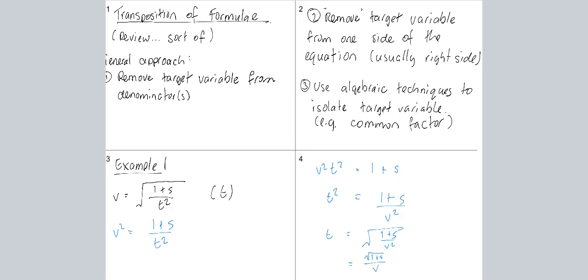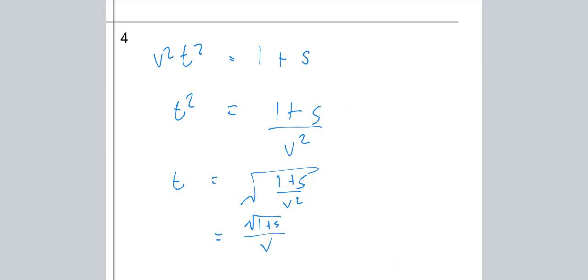Because we've got a v squared on the bottom, we could just leave it. Oh, I'm sorry, that is really squishy. I'll just zoom up for that. We've got square root of 1 plus s over v as a better answer, really. Simpler answer. What do you reckon?